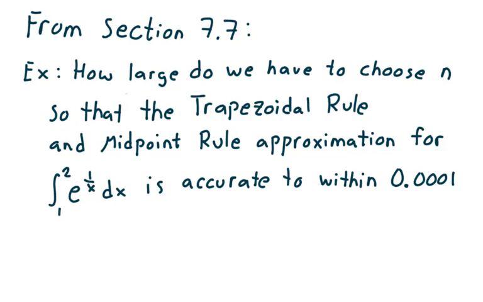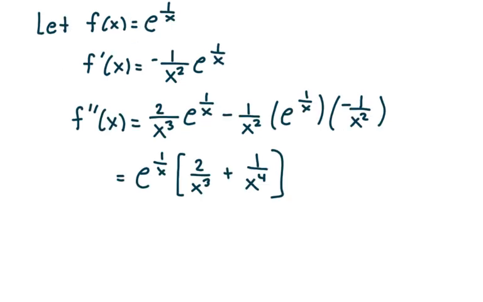This is a video from section 7.7, and we're going to look at an example from the lecture notes. How large do we have to choose n so that the trapezoidal rule and midpoint rule approximation for the integral from 1 to 2 of e to the 1 over x dx is accurate to within 0.0001? All right.